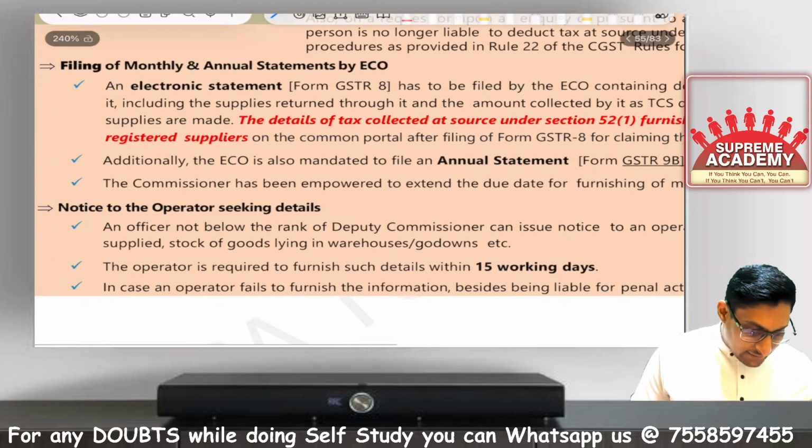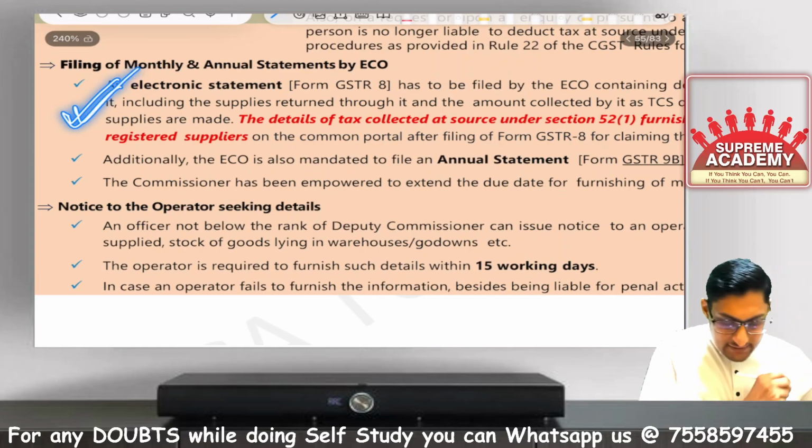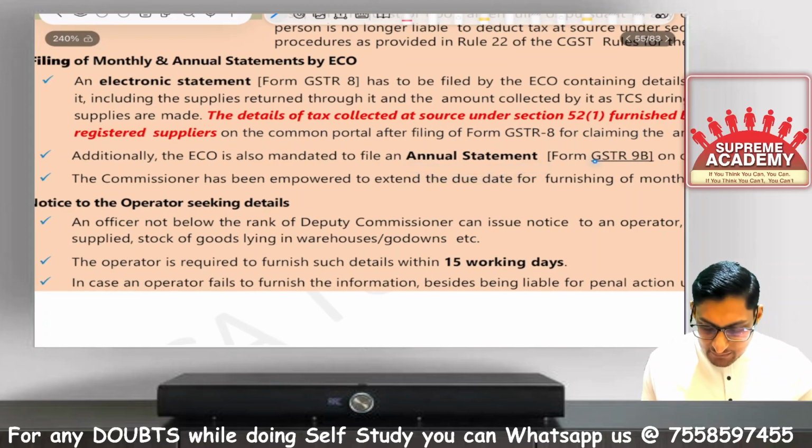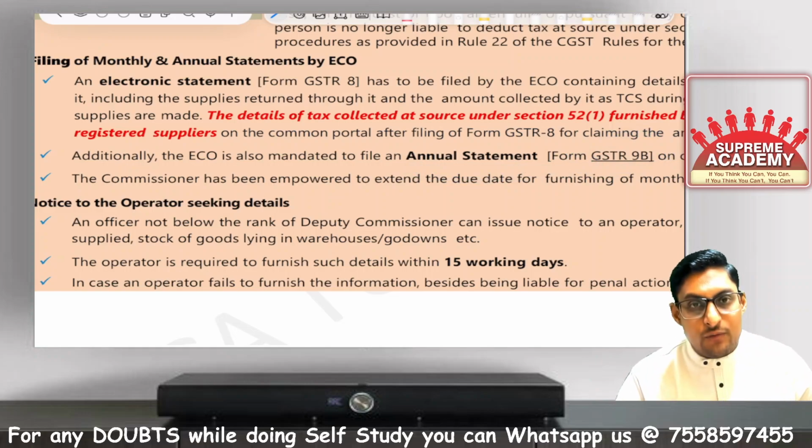Now, this is about the monthly statement. Also, annually, an annual statement in GSTR 9B is required to be filed by the ECO, and the due date is the same as the annual return, that is 31st December of the next financial year.